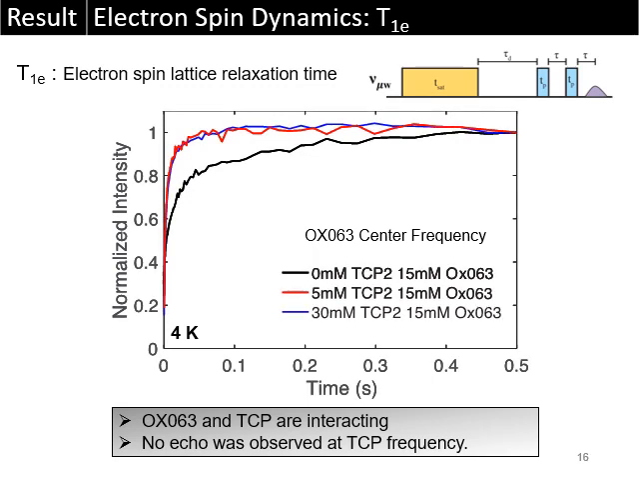And then when we further increase the TCP doping amount, the relaxation rate didn't change that much. So from here, we conclude that TCP and trital are interacting. However, when we measure T1E at trital center frequency, we are not able to observe any echo coming from TCP.